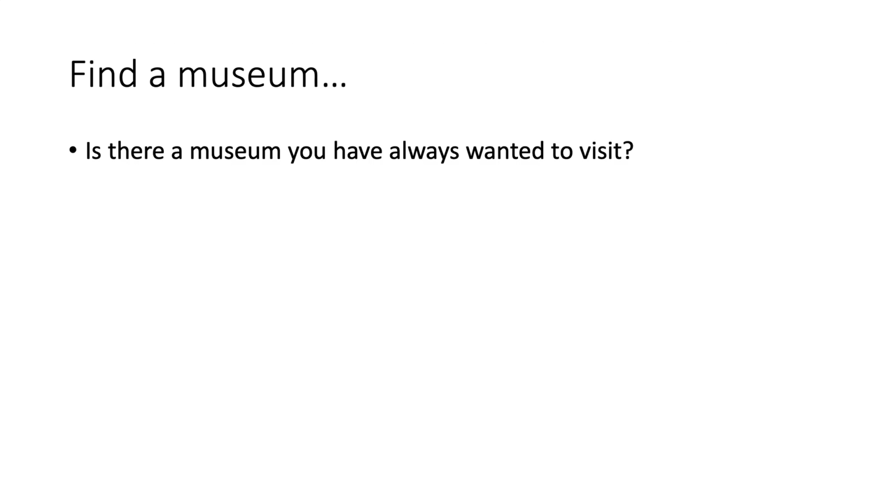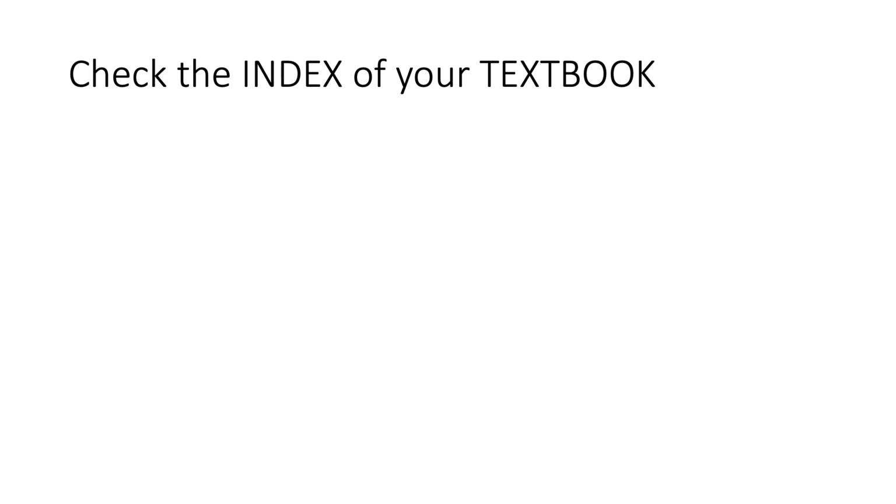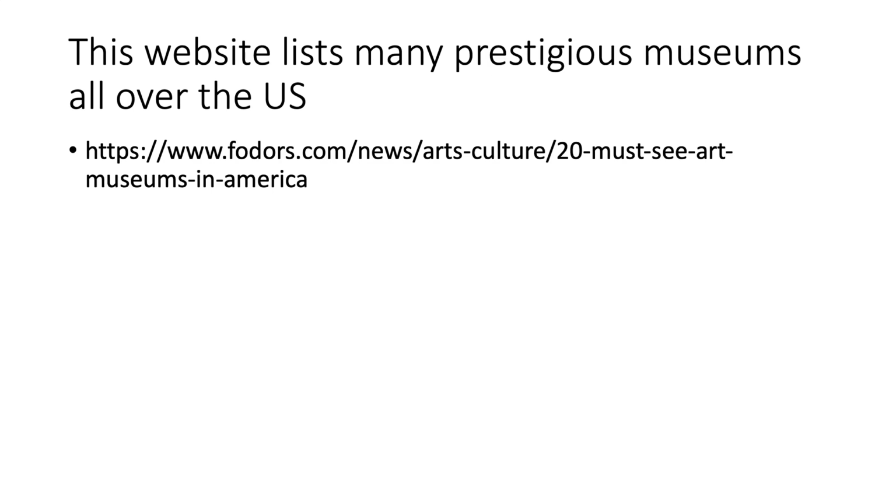Find a museum. Is there a museum that you've always wanted to visit? Choose your primary artwork from their collection. Check the index of your textbook, that's the list in the back of your textbook that's listed alphabetically, to make sure the primary artwork you selected is not listed there.